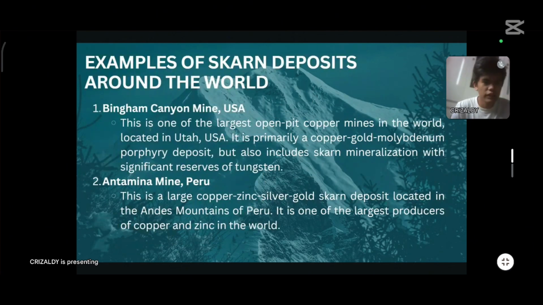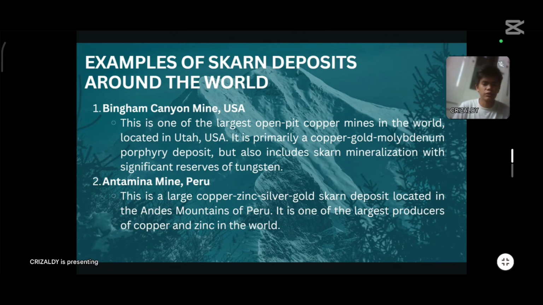Ito yung mga malalaking mining in world po. Number 1 is the Bingham Canyon mine in USA. This is one of the largest open pit copper mines in the world, located in US sa Utah. Tas primary a copper, gold or molybdenum porphyry deposit, but it also includes skarn mineralization with significant reserve of tungsten.